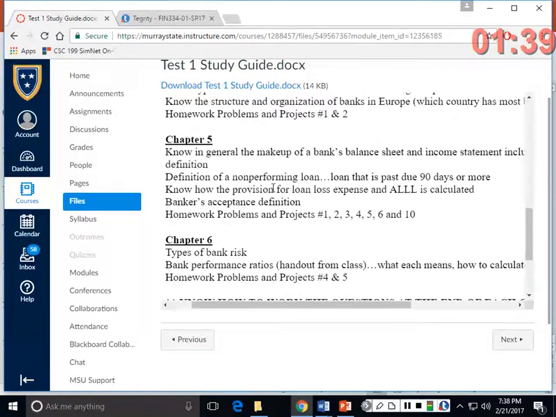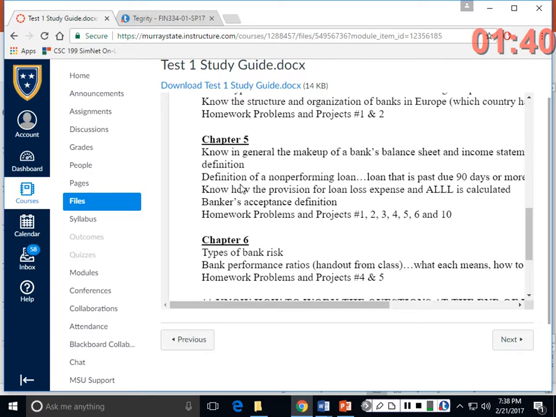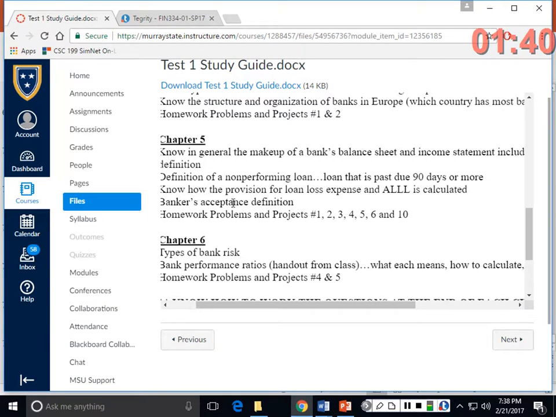And then chapter 5, that's in 6, that we went over together. So know in general the makeup of a bank's balance sheet and income statement, including each line item, what they mean. Definition of a non-performing loan, that's a loan that's past due 90 days or more. Know how the provision for loan loss expenses and the allowance for loan and lease loss is calculated. There will be in your book, and I think in the slides, it talks about the allowance for loan and lease loss. So it'll start out with how much do you have at the beginning of the year, what comes into it, what goes out of it, and what do you have at the end of the year. Okay, so take a close look at that.